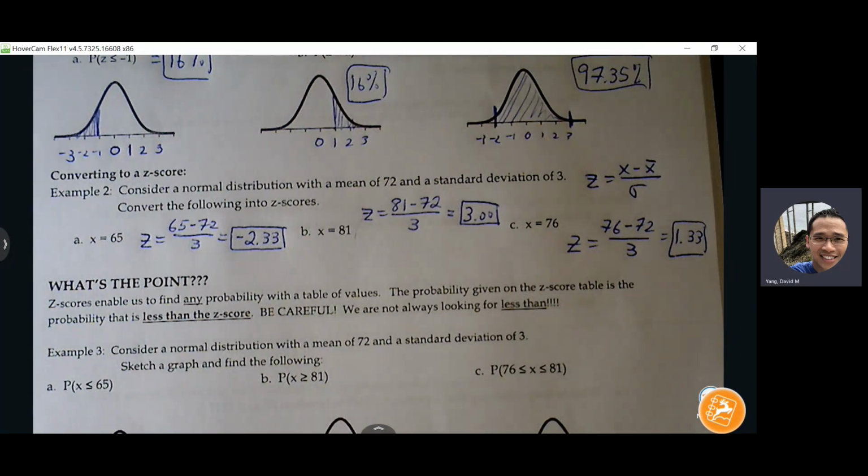Okay, so we know what the z-score is, and then we're going to take this and apply it to the diagram that we see below for example 3. So now we're going to talk about how we can use the z-score. The z-score enables us to find any probability within the table of values, even if it doesn't land on a nice standard deviation on our normal curve. The probability given in the z-score is a probability that is less than the z-score. So whatever the z-score table tells us, it's only going to give us what is to the left of it.